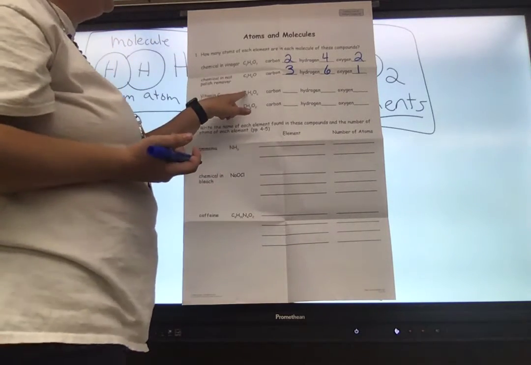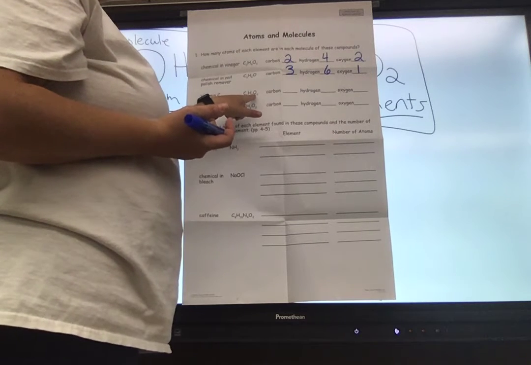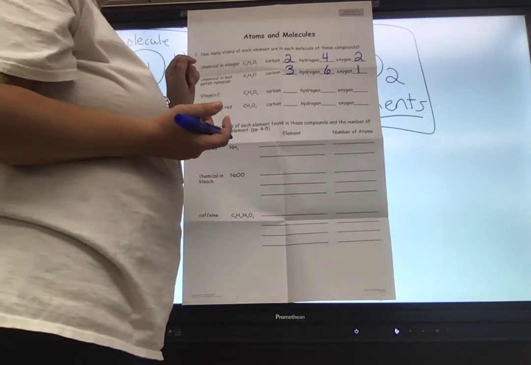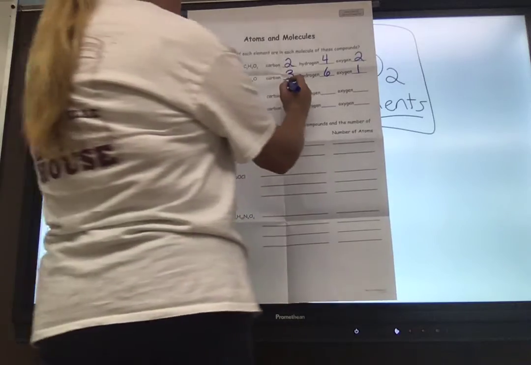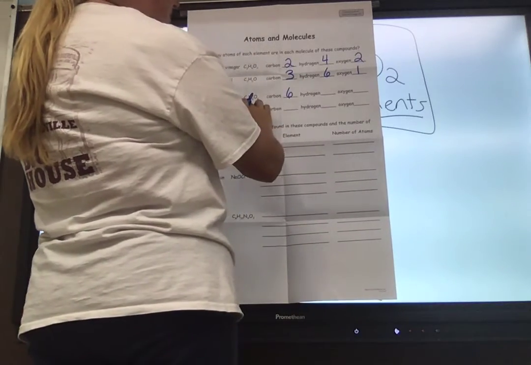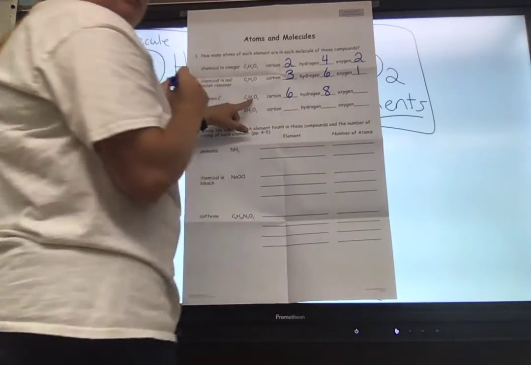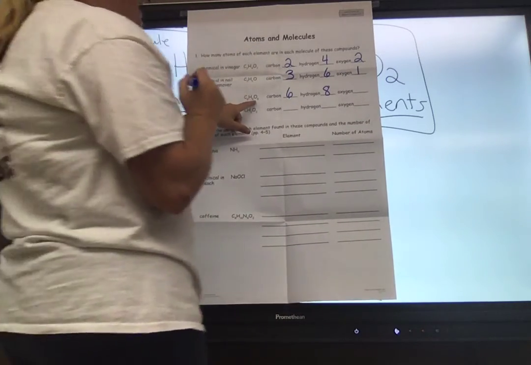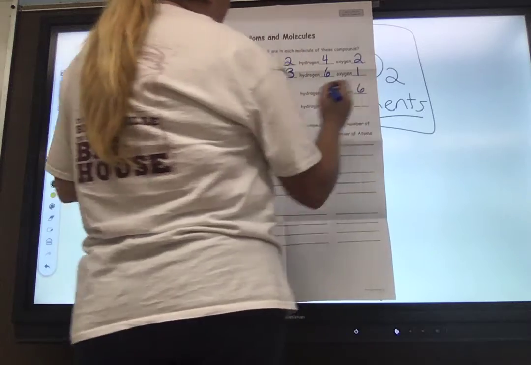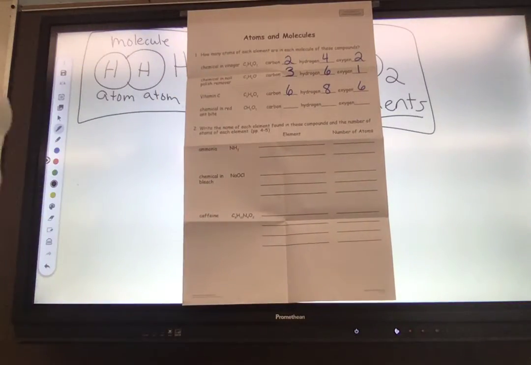Vitamin C is C6H8O6. So what does that mean? That means I need 6 carbon. The capital C is for carbon. Capital H is hydrogen, and there's an 8 subscript, so I need 8. And oxygen needs 6. I'll let you do the fire ant bite on your own.